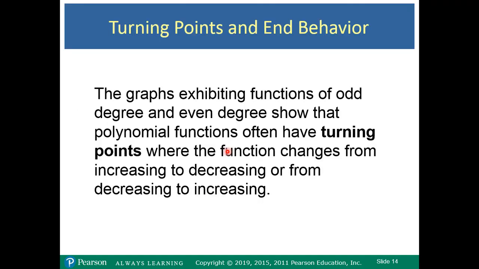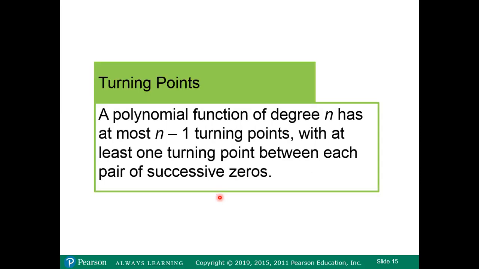Now the graphs of functions of odd degree and even degree show that polynomial functions often have turning points, where the function changes from increasing to decreasing, or from decreasing to increasing. That makes sense. So anytime the graph changes direction, it's going to have a turning point. So now we can figure out what the number of turning points is going to be.